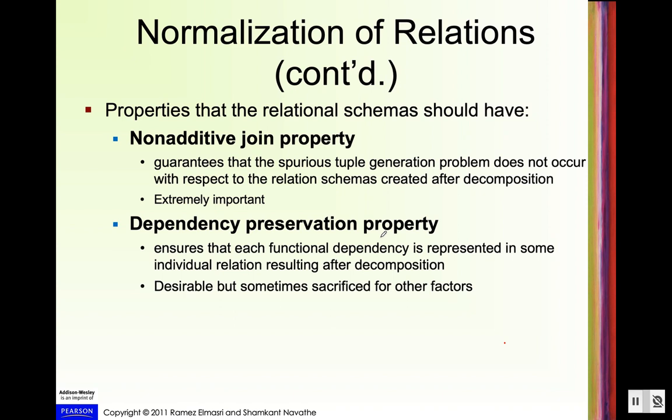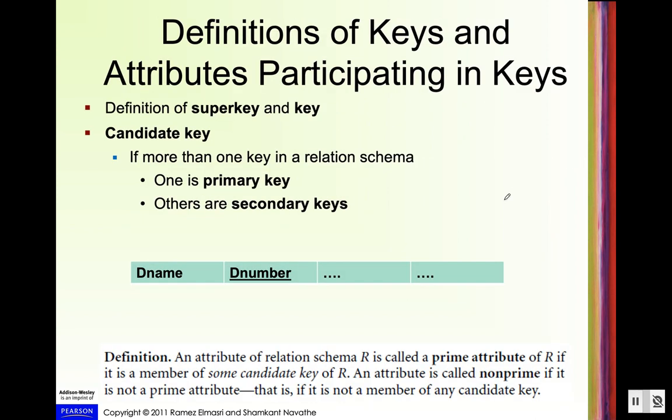So before we talk about first normal form, second normal form and third normal form, we want to talk about the definition of key and attributes participating in key. So we have to be sure about the definition of superkey and key. We know that a superkey is a set of attributes that identifies each record uniquely, but a key is a minimal superkey.